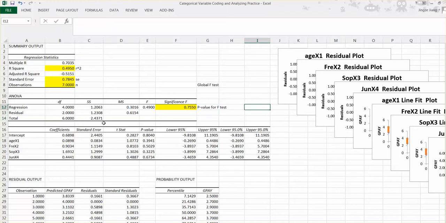Now we have finished recognizing the useful information from the second part of the table. Now let's look at the last part of the regression output, which is very important. It's our regression model. Based on this part of the output, we can quickly write down, first, our regression model. So the coefficients column.